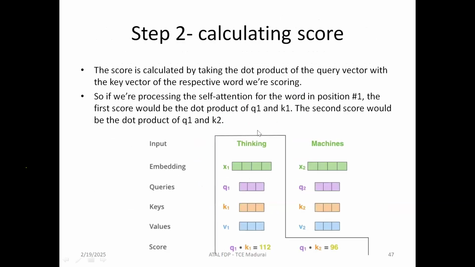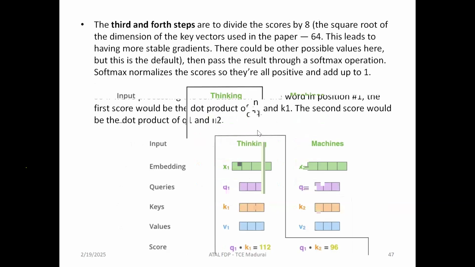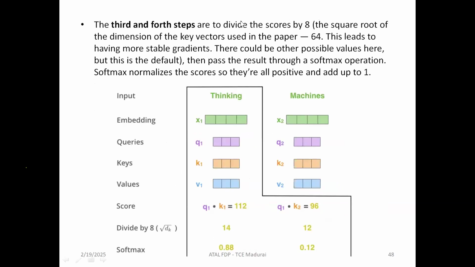You can see the query and K1 that measures and gives some values, right? 112 and 96. So the third and fourth step is to divide the score by 8. You have to divide the score by 8 in order to perform the key vector, and this will give a more stable gradient value. Then we pass this result to the softmax operation, where it normalizes the score and you will get all positive values that add up to 1.